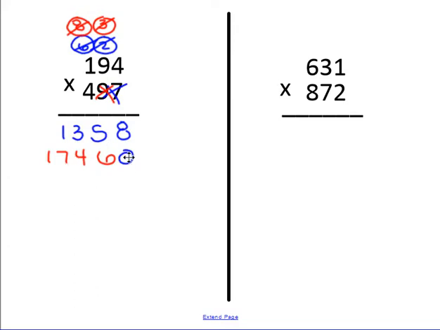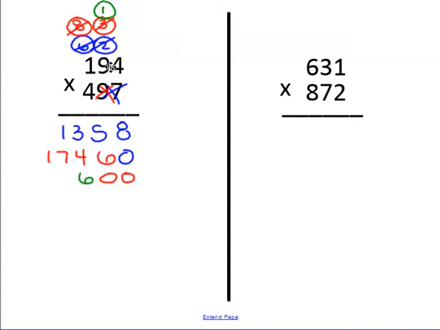Now, here's where it gets different. So before, we put only one placeholder. Now, because I'm going to my next line, I'm going to put 2 placeholders because I'm going to the next number, okay? That's the only difference. So now I'm going to start with the 4. 4 times 4 is 16. So I'm going to carry the 1, and I'm going to put my 6 right here. Now you notice my 2 placeholders are next to it.